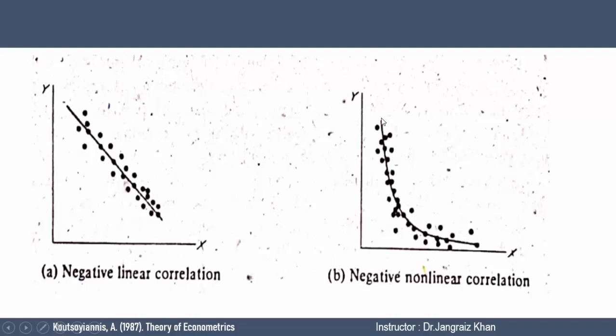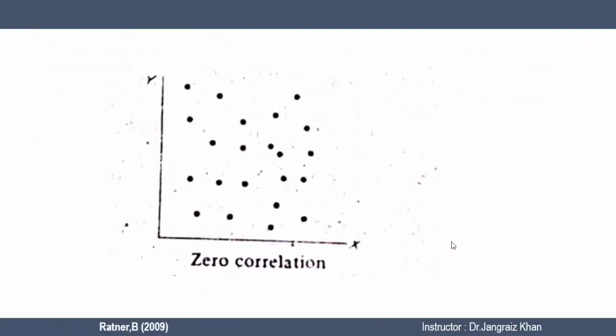It is another type of correlation. It is non-linear because all the points lie on the curve or near the curve, and it is negative because the curve is downward sloping, meaning if one variable increases, the other decreases. Similarly, dear students, this is an example of zero correlation because we find all the points scattered on the diagram.